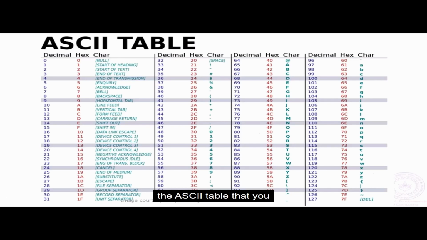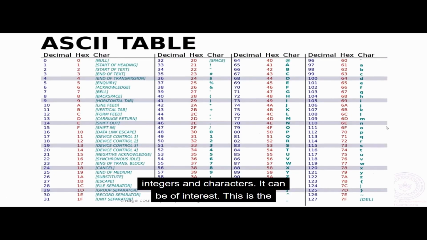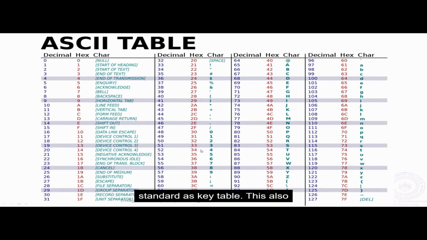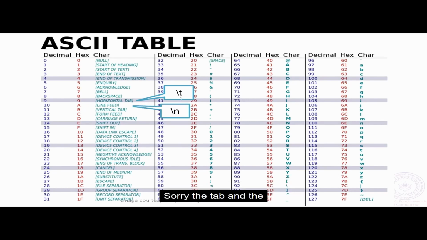The ASCII table that you have in the computer that allows it to translate between integers and characters can be of interest. This is the standard ASCII table. This also has special character mappings for the new line, the tab and the new line escape sequences, as well as for a number of other interesting characters that are not actually visible but have meaning for the computer.